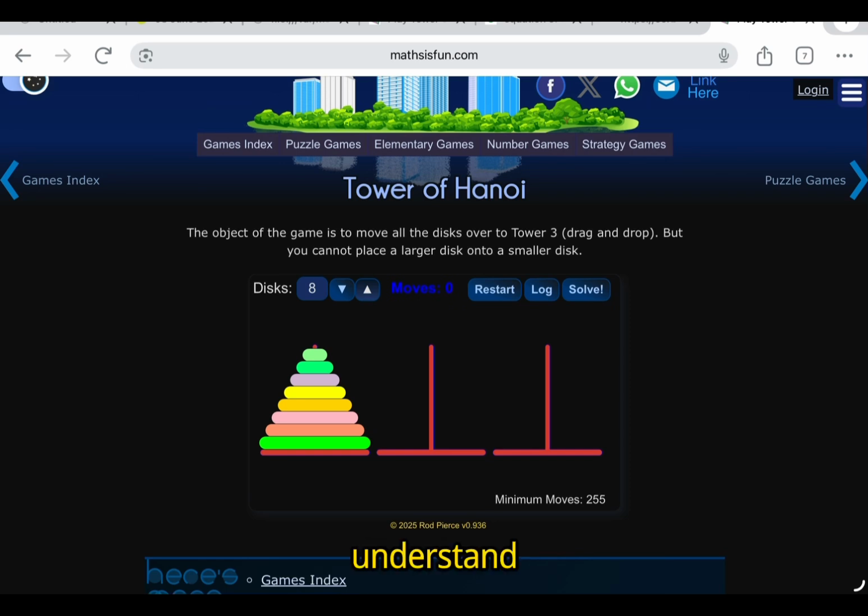And if you understand programming language, you can apply this algorithm into programming language, and ask the computer to solve it.